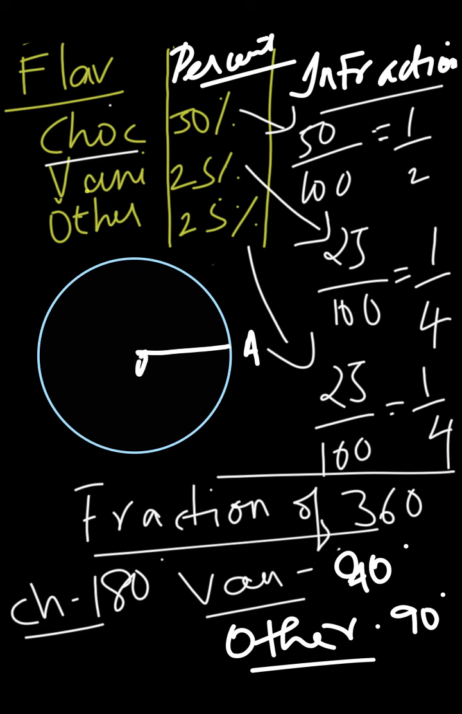So the first angle is 180 degrees. Place your protractor here and check for 180. It goes like this. I'm sure 180 means a straight line. Mark it. Now remove the protractor, and what you're supposed to do is make an information note that here it is chocolate, 180 degrees.